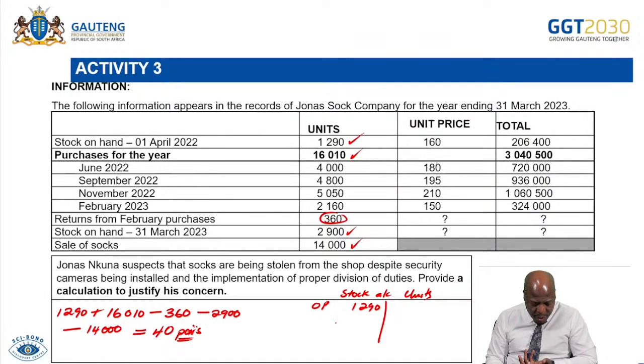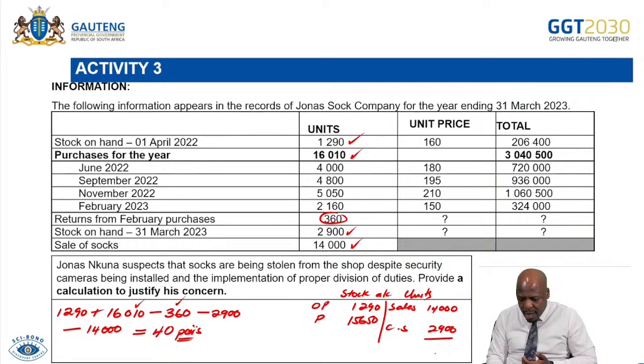And then purchases minus returns. So you can just have your purchases minus returns already. So here is your net purchases, which is going to be 15,650. I've already said purchases minus returns here. So you end up with 15,650. And then you say your sales were 14,000. So this is your sales here, which is your 14,000. And then you're going to have now your closing stock, which is 2,900.